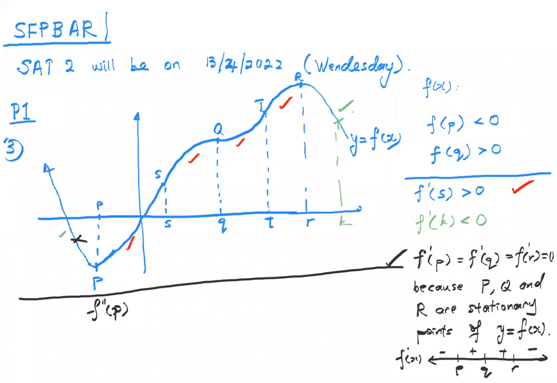So if I ask you about here, I put this m. You tell me what is f double prime m? I know, okay, since you say it's minimum. Okay, so how about f double prime m? Greater than 0 or less than 0?